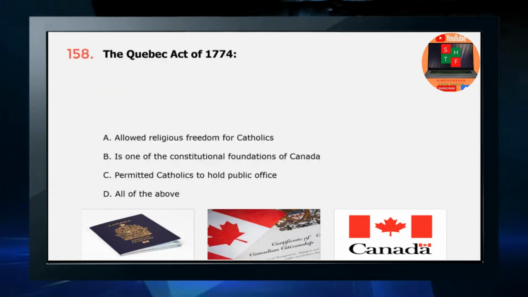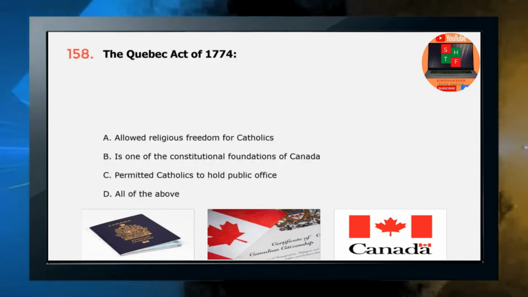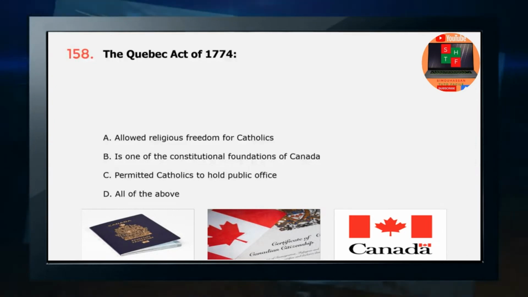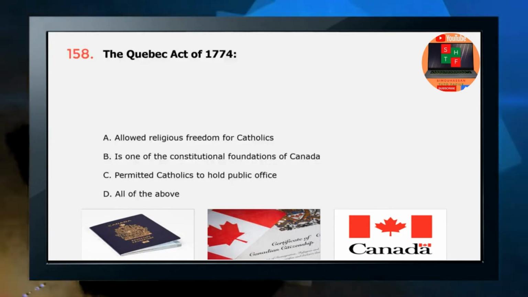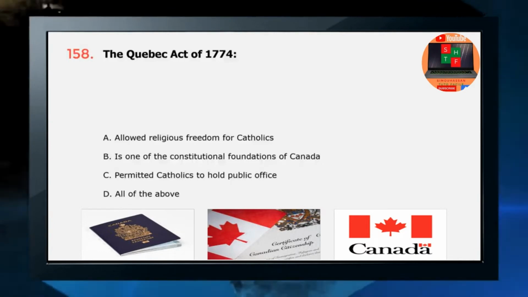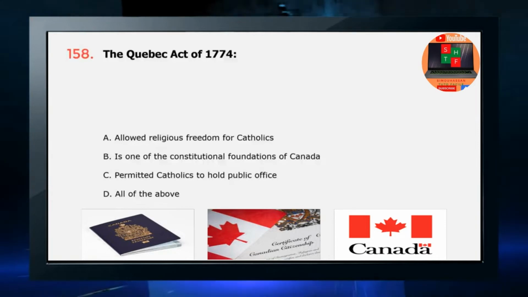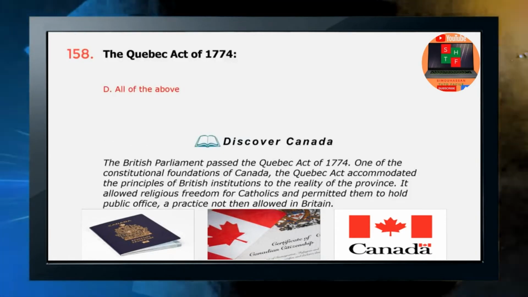Question 158. The Quebec Act of 1774. A. Allowed religious freedom for Catholics. B. Is one of the constitutional foundations of Canada. C. Permitted Catholics to hold public office. D. All of the above. The answer is D. All of the above.